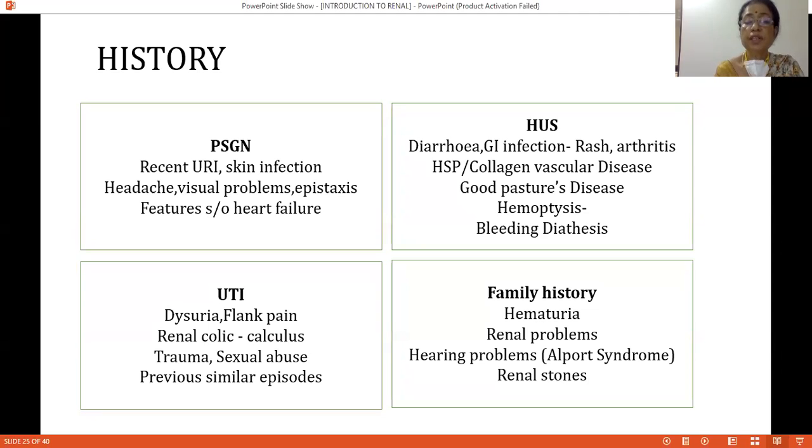Then HUS, there will be a history of ear infection, rash, arthritis. Then family history of hematuria, renal problems, hearing problems. Hearing problems, if present, that means you will directly go to Alport syndrome. Then renal stone.